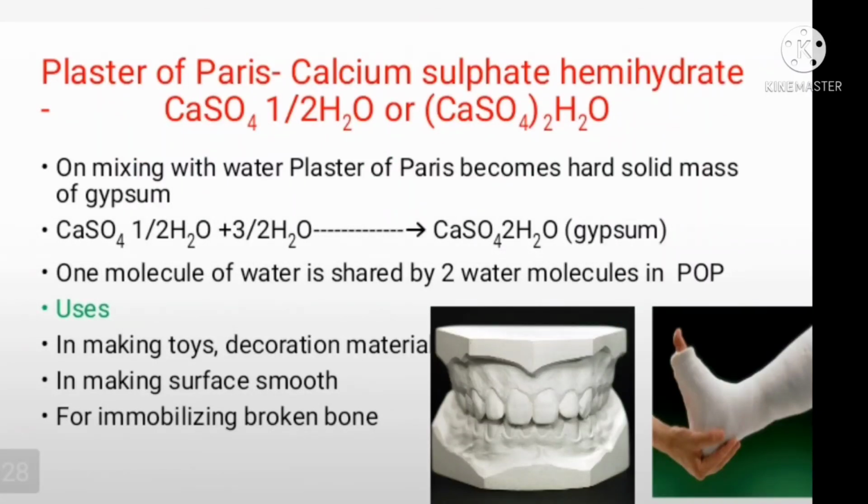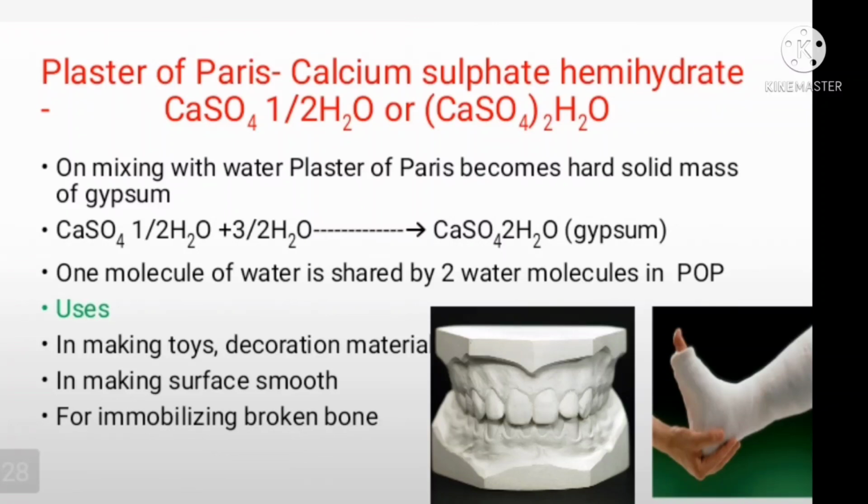Next is plaster of Paris. Plaster of Paris is very familiar to you, is it? Using plaster of Paris, we can make toys and decorative materials. And in hospitals, for setting fractured bones in the right position to ensure correct healing, we use plaster of Paris. And plaster of Paris is prepared from gypsum.